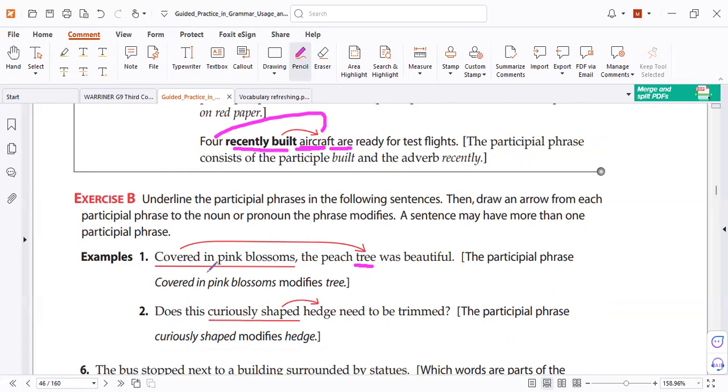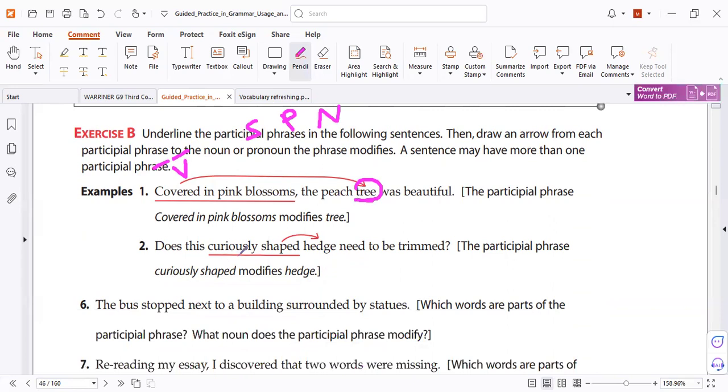Covered in pink blossoms, what? The tree. Because this verb is done by the subject, and the subject must be a pronoun or noun. This is an adjective. You can note by logic what is covered: the tree. Again, this curiously shaped hedge.